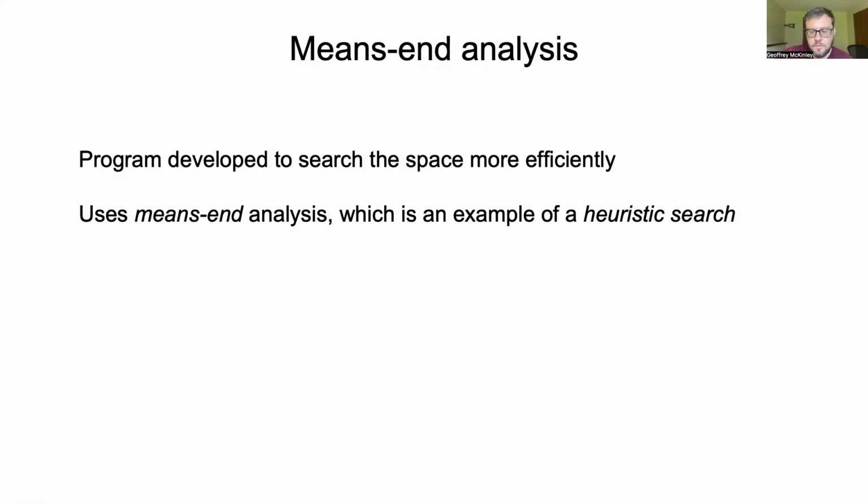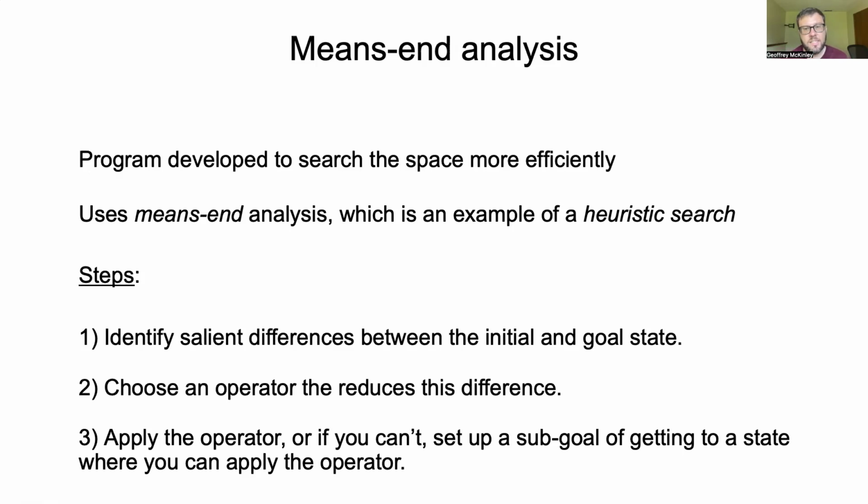The core idea is simply that you must compare your current state with the goal state and identify differences between the two states. And then what you do is you create a sub goal that reduces one of those differences, right? So you examine the initial state and the goal state, identify salient differences between the two states, and then choose an operator that reduces the difference between the two. And then apply the operator that you've chosen. And if you can't, set up a sub goal of getting to a state where you can apply that operator.